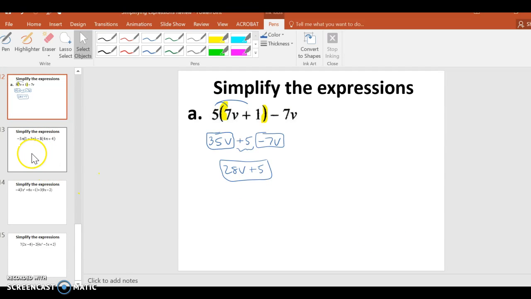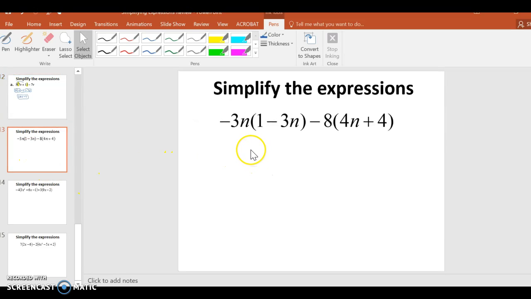Couple more examples here. So this one here, one thing you got to be very careful with is when you multiply the variable expression. Not going to put too many of these on you, but we will have to do it. So negative 3n times 1 would give you negative 3n. Then negative 3n times negative 3n, negative 3 times negative 3 is positive 9. But then n times n is always going to be n to the second. Then I have to distribute the minus 8. So negative 8 times 4n is minus 32n. Then negative 8 times 4 is minus 32.